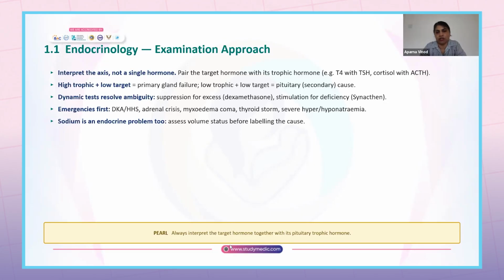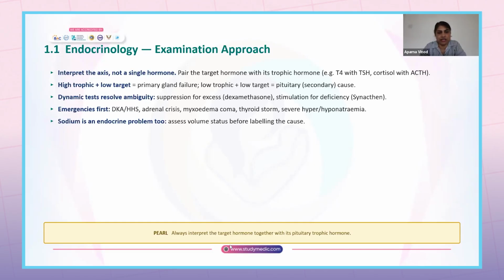And pair the target hormone with its tropic hormone. We have many abnormalities based on various combinations of low or high T3, T4 with TSH, or you try to correlate cortisol with ACTH and such. An easy way to remember is that high tropic and low target will be seen in primary gland failure. That means the pituitary is working well, but the target gland is not producing enough hormone. Whereas when the tropic hormones are low along with a low target hormone, it is always a secondary cause. That means the pituitary itself is not working well.